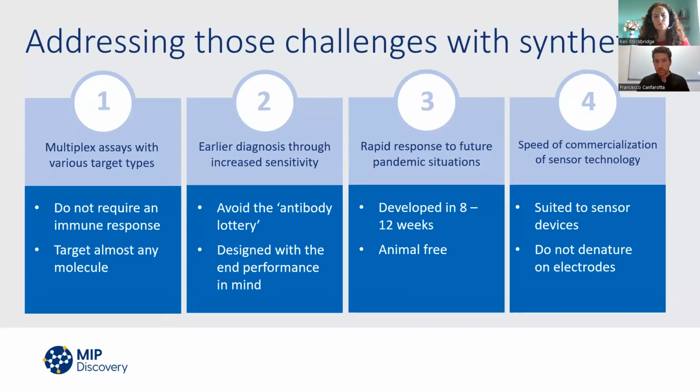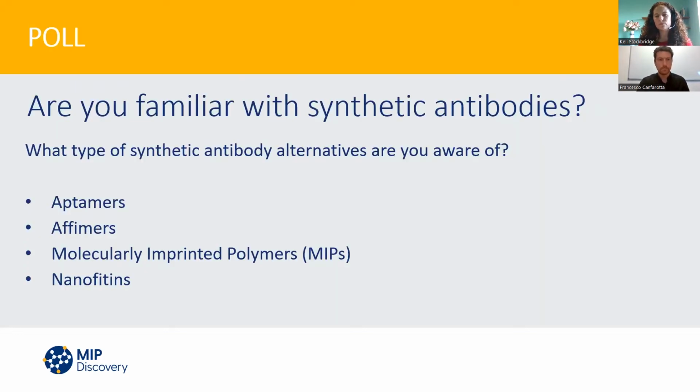Synthetics do avoid the antibody lottery because, once again, they are produced in the lab and we have complete control over the chemistry behind them. We can essentially design them in a way that they achieve superior affinities and selectivity. Furthermore, they can be developed in as little as 8 to 12 weeks, as we've demonstrated with one of our products, the COVID-19 nanoMIPs, and they are animal-free. Also, because of their synthetic nature, they are ideally suited to applications in sensor devices, and they do not denature during the coupling process, as opposed to antibodies.